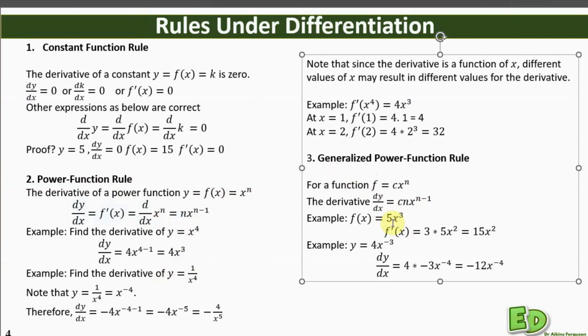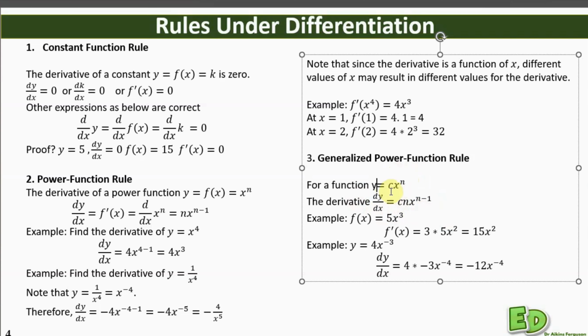So here you can say the coefficient of x cubed is 5, right? So for a function, say f is equal to c, the coefficient, times x to the power n, how do you find the derivative? Let me just change this to y. So y is equal to c x to the n. Then the derivative of y with respect to x, dy over dx, we multiply the same coefficient c by the power n. That will give us cn, and then we have x to the power n minus 1.